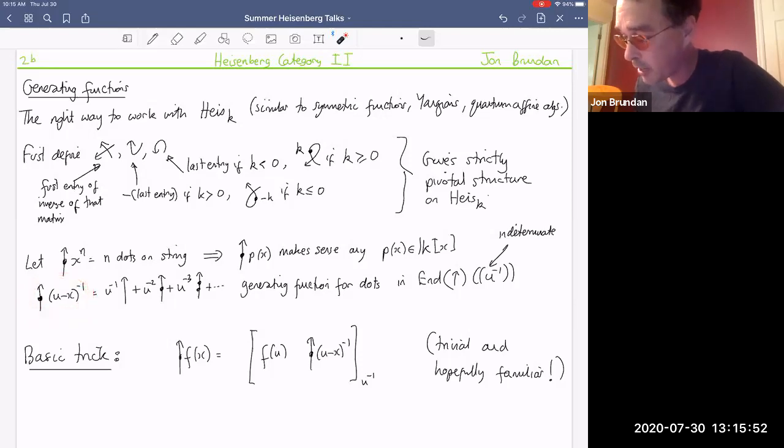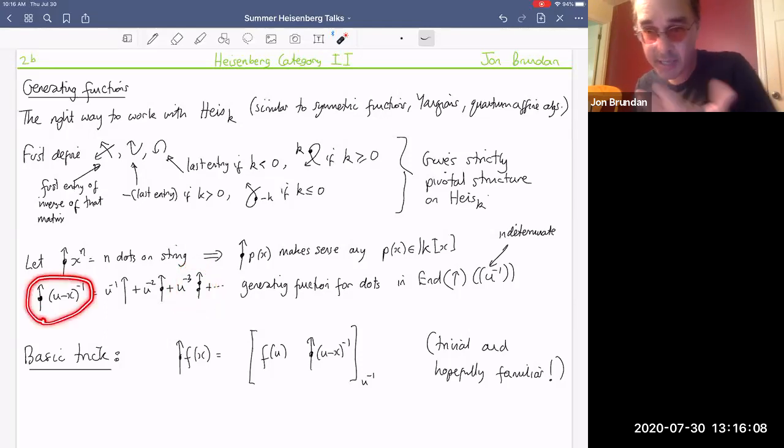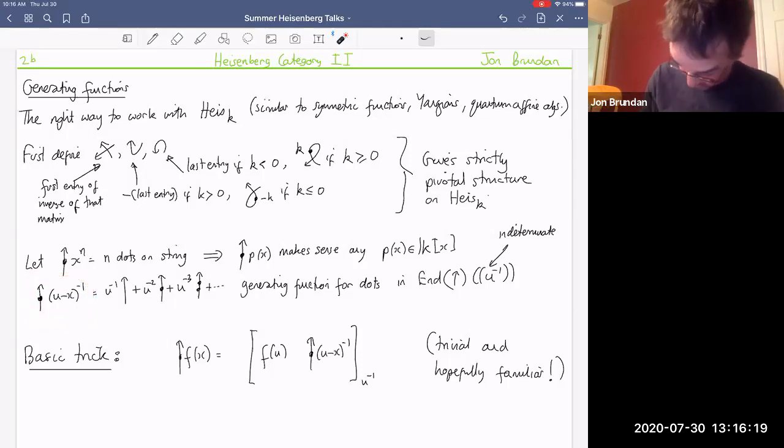So when you do that, it's just the identity morphism on the up strand, that's the u inverse coefficient. A single dot is the u to the minus 2 coefficient, 2 dots is the u to the minus 3 coefficient, and so on, right? So this one single gadget, that's kind of the generating function for all numbers of dots on that string, depending on which power of u you're looking at. Okay, so that's the most basic generating function.